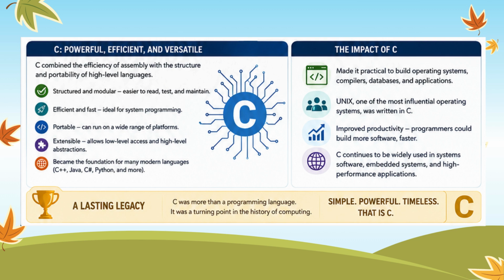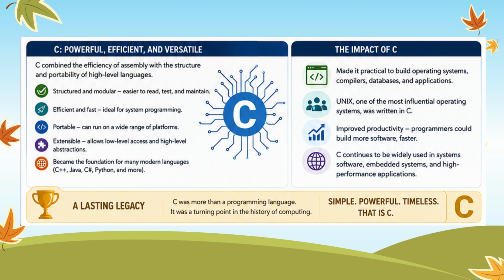C combined the efficiency of assembly language with the structure and portability of high-level languages. Structured and modular, it is easier to read, test, debug, and maintain. Efficient and fast, it is ideal for system programming. Portable, programs can run on a wide variety of hardware platforms with minimal changes. Extensible, it provides low-level hardware access and high-level programming abstractions. It is the foundation for modern languages, influencing C++, Java, C#, Python, and others.